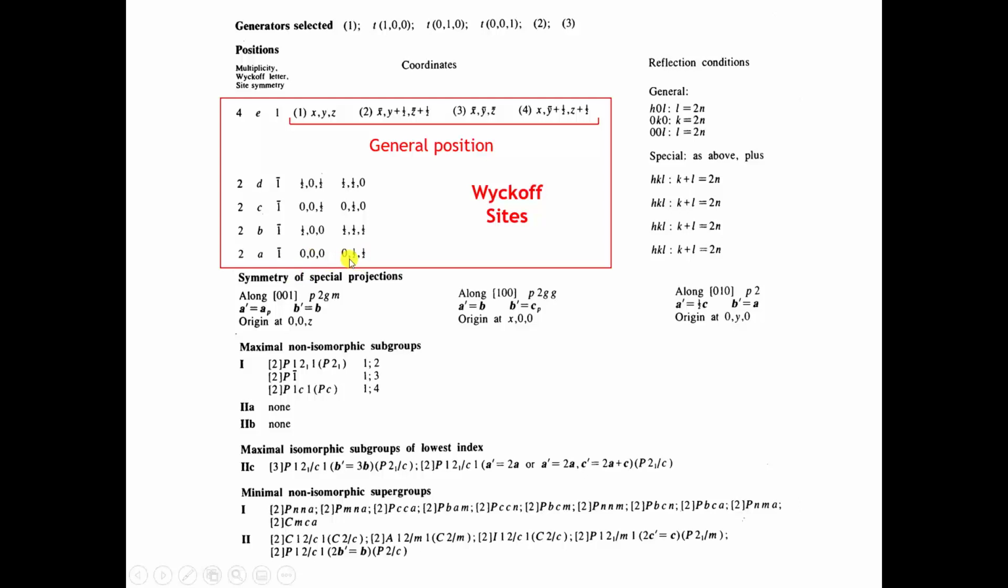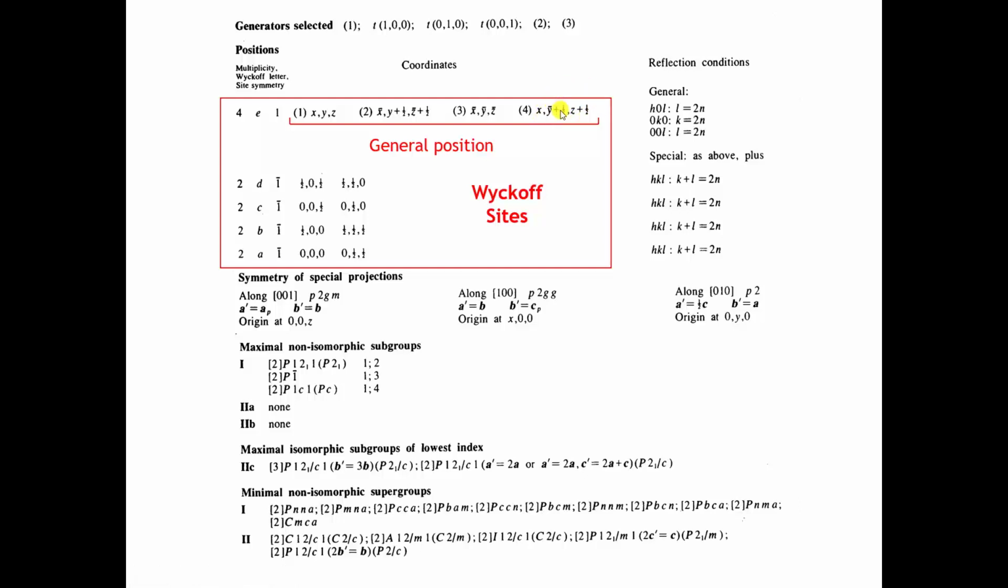Why only 2 atoms? Well, let's go up to our general position. Let's make x, y, and z 0 and see what happens. Well, position 2 is at minus 0, 0 plus 1/2, minus 0 plus 1/2. That's 0, 1/2, 1/2. Generator 3 would give us an atom at minus 0, minus 0, minus 0. Well, that's the same thing as 0, 0, 0. And then generator 4 would give us an atom at 0, minus 0 plus 1/2, 0 plus 1/2. Well, once again, that's 0, 1/2, 1/2.